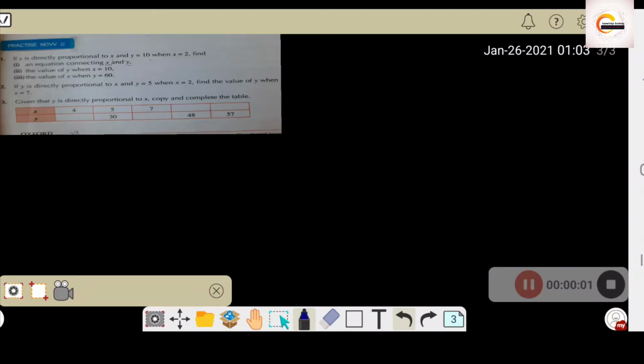Practice question number 1, part 1. If y is directly proportional to x and y is equal to 10 when x is equal to 2, find an equation connecting x and y. So it is given in the question that y is directly proportional to x.